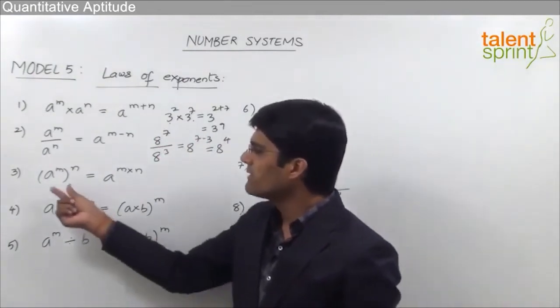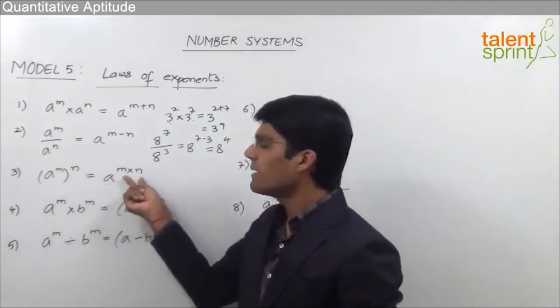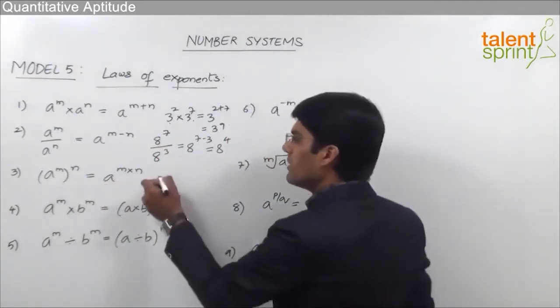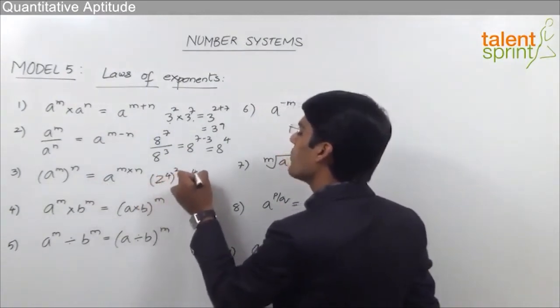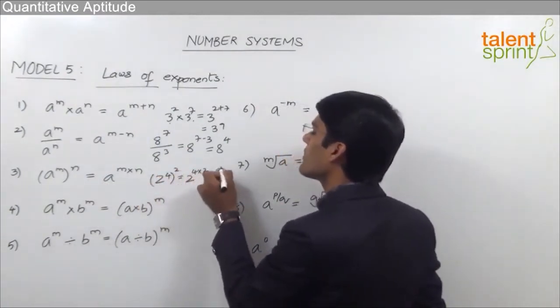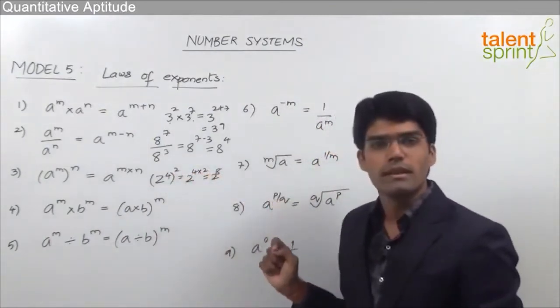The third rule here is (a^m) whole to the power of n will be equal to a^(m into n). For example, (2^4) whole squared will be equal to 2^(4 into 2), which is equal to 2 to the power of 8. So the powers here can be multiplied. 4 into 2 is equal to 8.